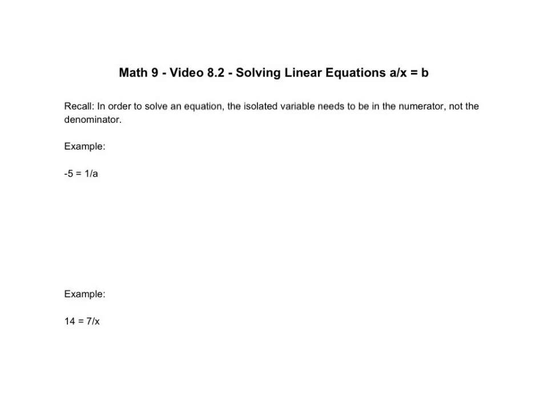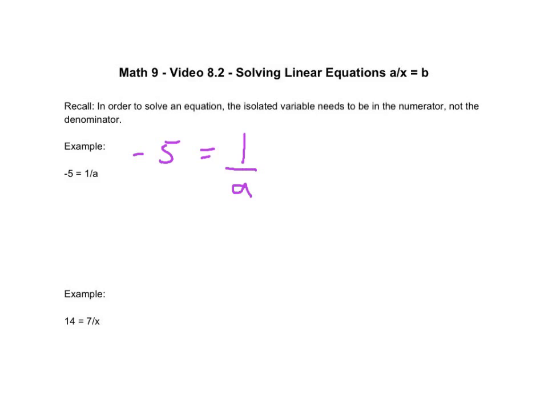Okay, so an example here, -5 is equal to 1 over a. Okay, so in the past video we said, well, what's happening to the variable, and then we're going to undo it by doing the other operation. Well, the thing is, the variable here is in the denominator, so before we do anything, we want to get that variable to the numerator.